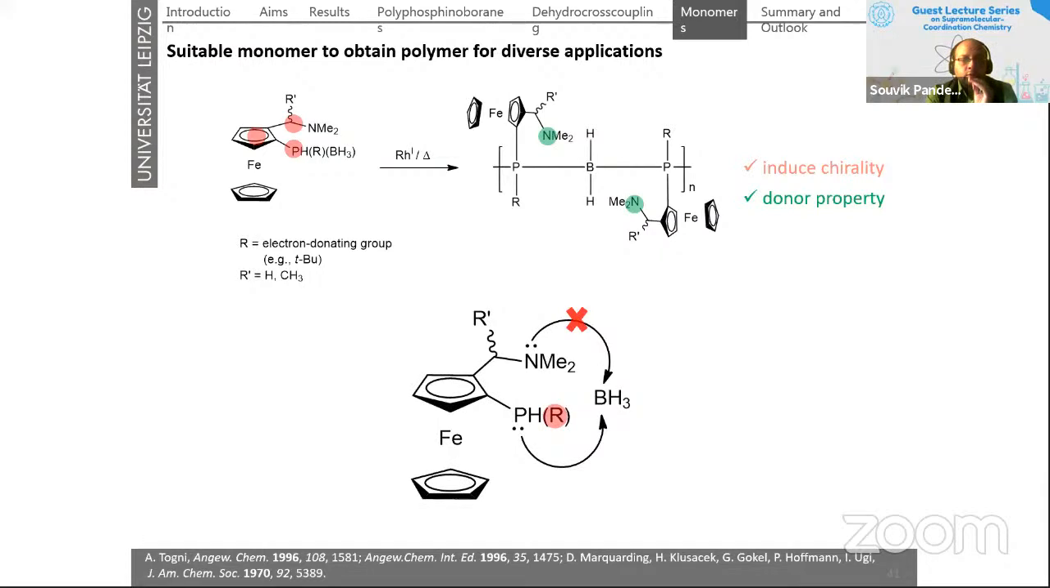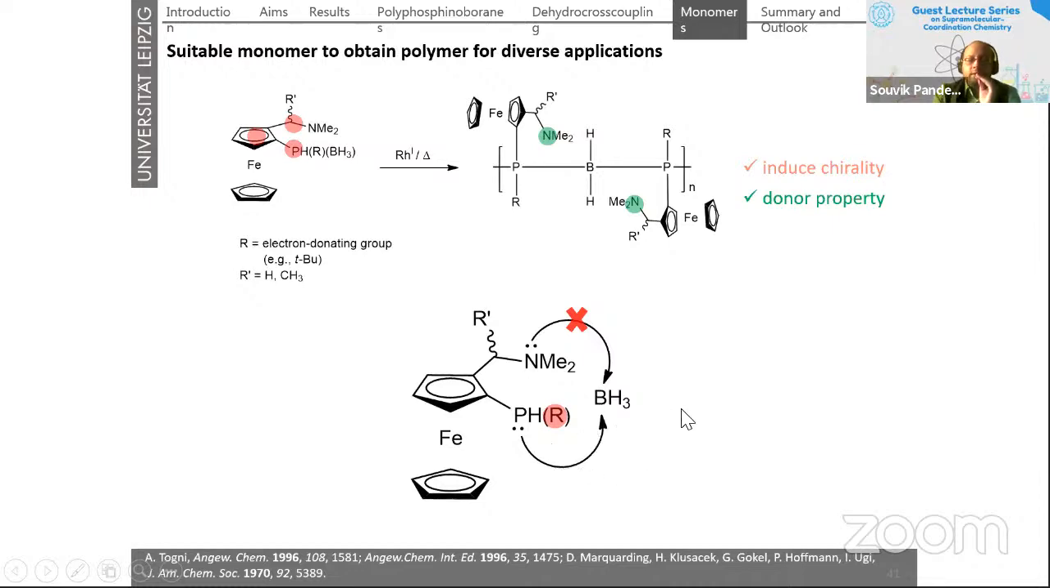So now I have to somehow introduce something that cannot be donated. The boron will not go here. Boron will only go here. And by which way is this possible? If I introduce something with phosphorus as a group, which will definitely be more donor compared to this secondary amine.